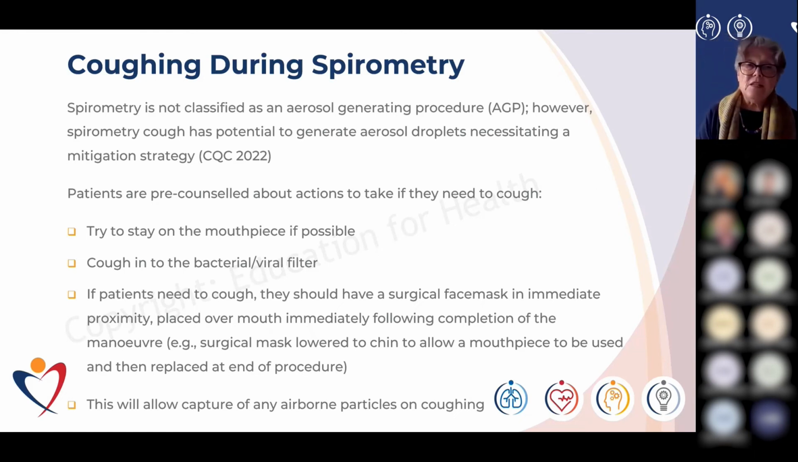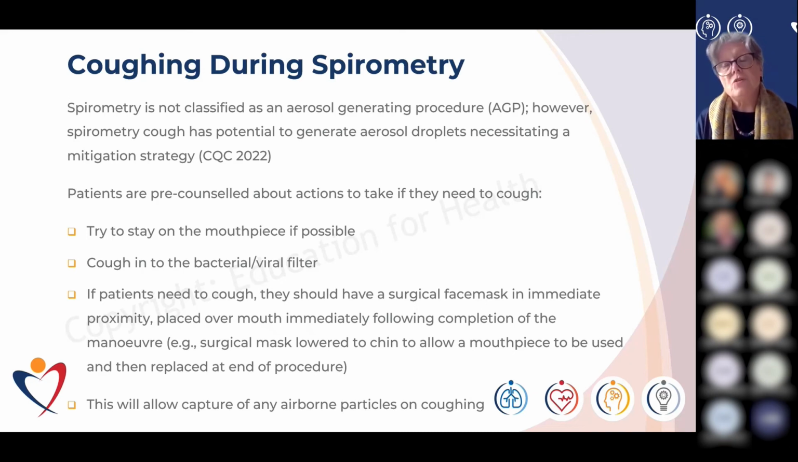And if patients need to cough, they should have a surgical face mask in immediate proximity. So maybe popping it under their chin, that's what we do. They drop it down to under their chin, and so placed over the mouth immediately following completion of the manoeuvre. So surgical mask lower to chin to allow mouthpiece to be used and then replaced at end of procedure, so you can offer the patient a proper surgical mask.